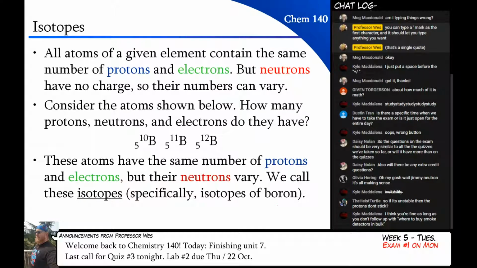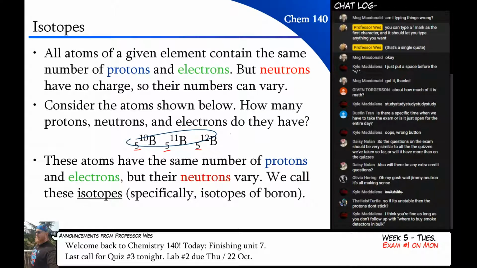All right, so let's look at boron here. These three isotopic notation symbols that I have written are all boron because they all have 5 protons. But you'll notice that the number of neutrons that they have is different.